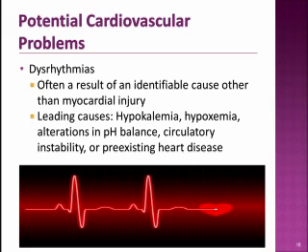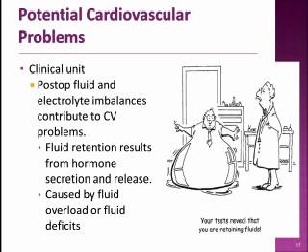Potential cardiovascular problems: dysrhythmias. Hypothermia, pain, surgical stress, and many anesthetic agents are also capable of causing dysrhythmias. In the clinical unit, postoperative fluid and electrolyte imbalances are contributing factors to cardiovascular problems. Some imbalances may develop as a result of a combination of the body's normal response to the stress of surgery, excessive fluid losses, and improper IV fluid replacement.